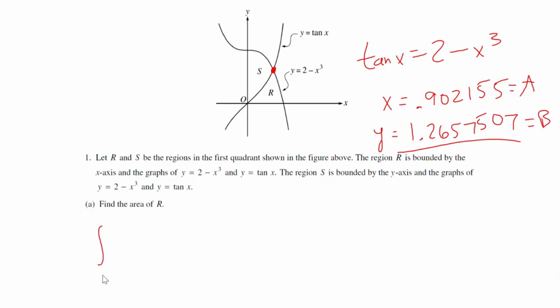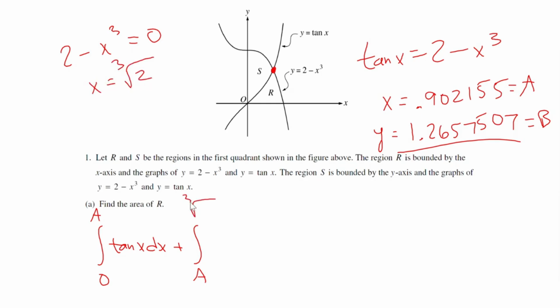We're just going to integrate from 0 to A of our tangent function. And we'll add to it the integral from A to wherever the 2 minus x cubed function intersects the x-axis. And you can get a decimal approximation for that, or you can just solve this and get x equals the cube root of 2. Either way is fine. Of our 2 minus x cubed dx.